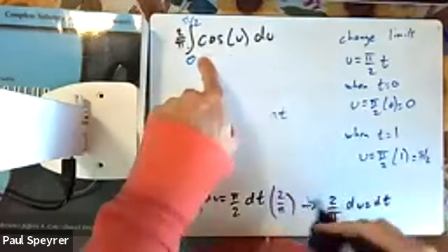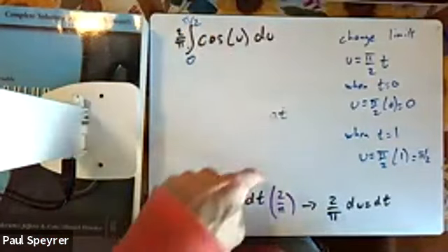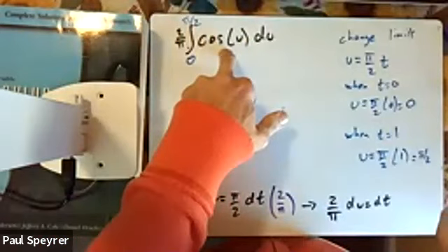Don't forget to do that, right? Don't put 0 to 1 in this case, because that's for the t's, right? We're dealing with u's now. So let's go out there and take the antiderivative of cosine.